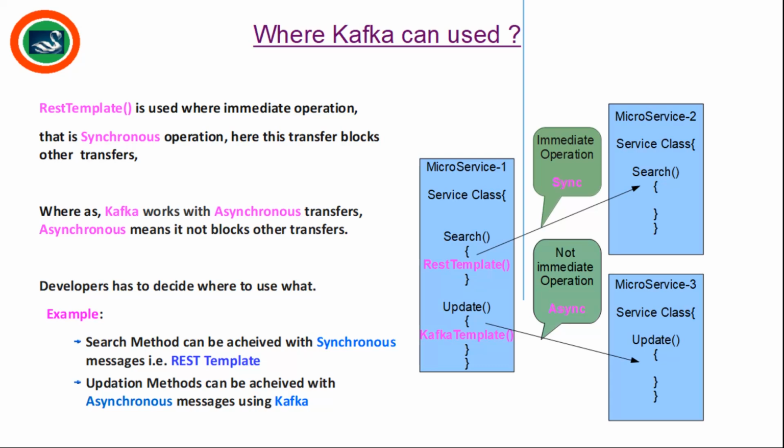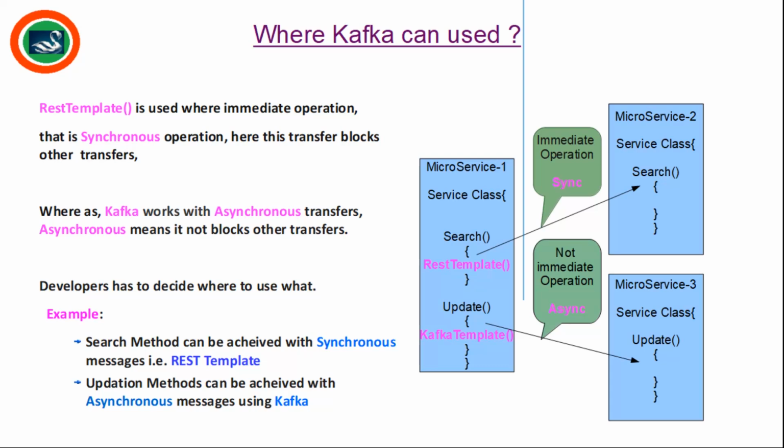A developer has to decide, for a particular method, whether to work with a REST template or a Kafka template. That has to be decided by the developer. And here, see the example, you can understand it much better. In a microservice, in the service class, there are two methods, the search method and the update method. The search method generally requires an immediate operation, right? So we have to work in the immediate step.